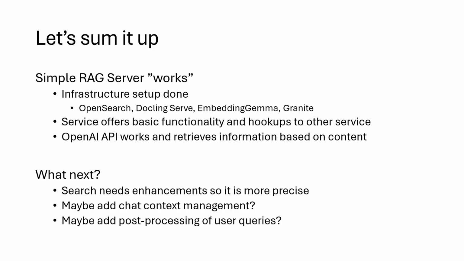So at this stage, our simple RAG server works as intended, works in quotation marks. The infrastructure is fully set up. We have OpenSearch, Docling Serve, EmbeddingGemma, and Granite all up and running. The service offers basic functionality and hooks into the core services. That means the backend is wired to handle key tasks efficiently. Most importantly, our OpenAI-compatible API is operational. It successfully retrieves information based on your content, gathering the pieces of our architecture.